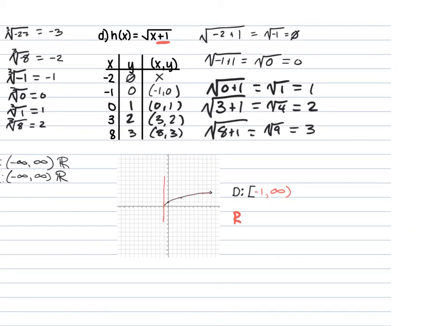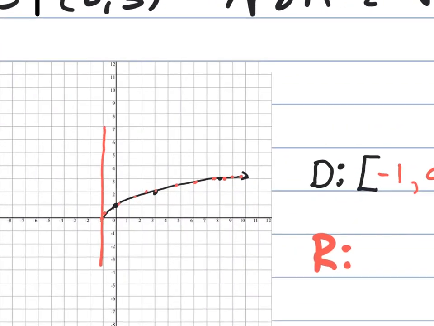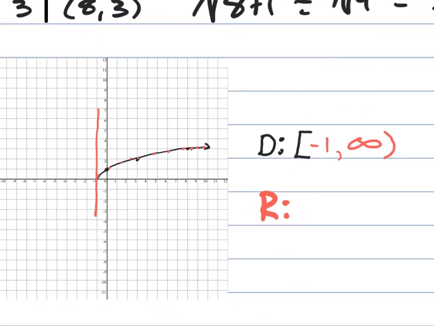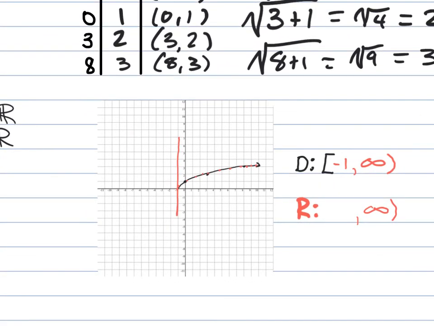Remember, range is up and down. So range is going to be, let's do how far, people seem to do the up part easier. How far up does it go? Infinity. Now, how far down does it go? 0.